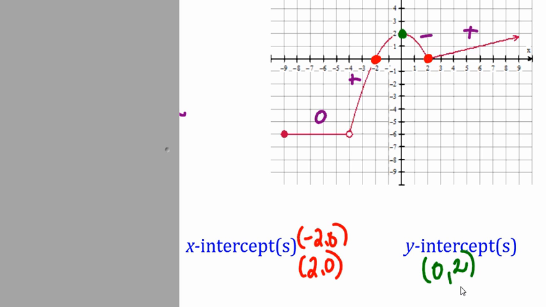We're also asked to list the intervals where they're increasing and decreasing and constant. So there's a couple of ways that we can do that. We can write them as an inequality, or we could also write them with our interval notation, meaning we use parentheses when something is excluded, and we would use a bracket when it is included.